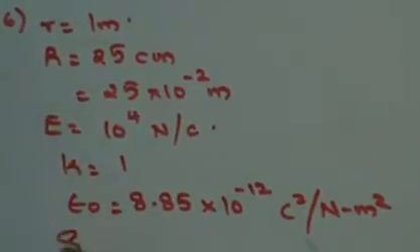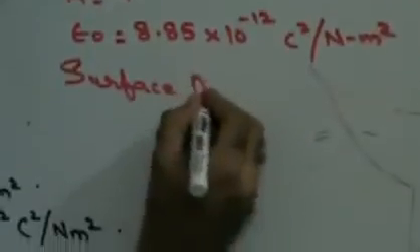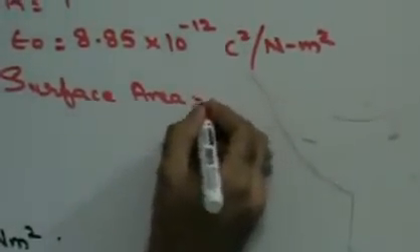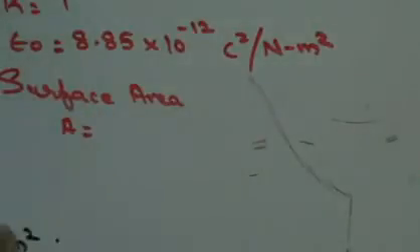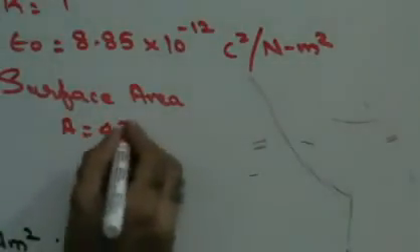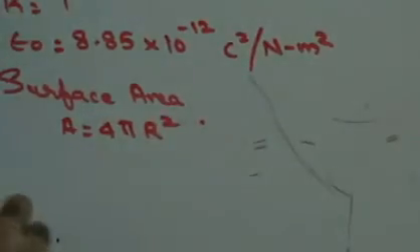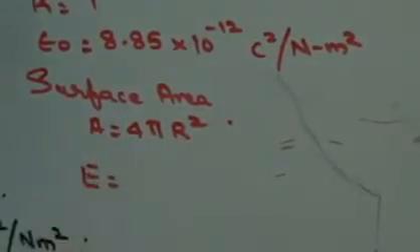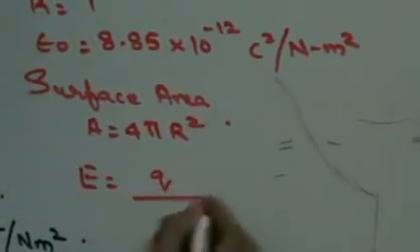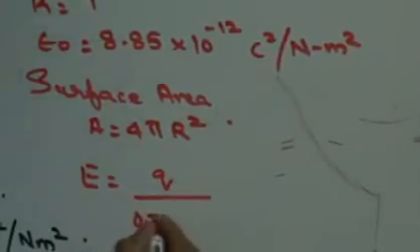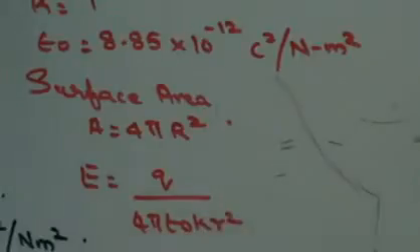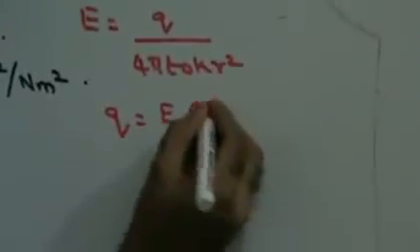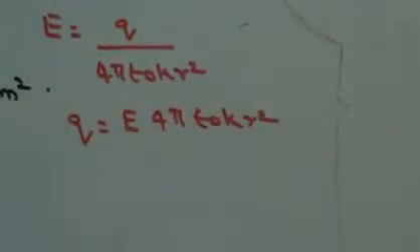Let's see this. First, let's find out the surface area of the sphere. Surface area of the sphere is going to be nothing but A, which is nothing but 4 pi r square. Right? Now, once I know the surface area of the sphere, I can say electric intensity is nothing but Q upon 4 pi epsilon 0 K R square. Right? So in which case I could say that Q is E 4 pi epsilon 0 K R square. Right? Once I have this, they have asked me to find out the surface density of the charge.